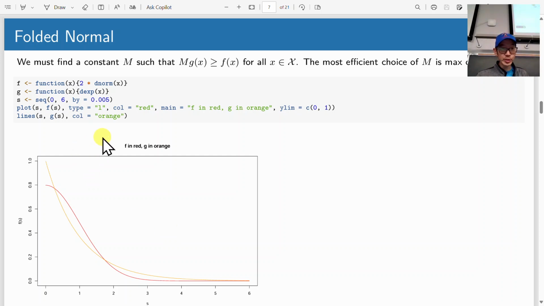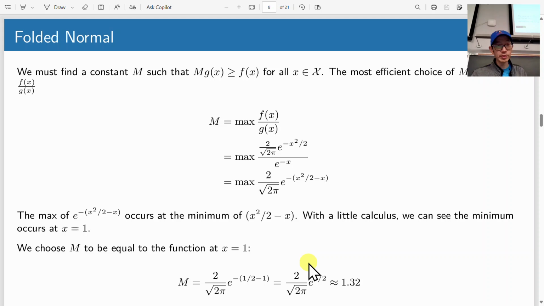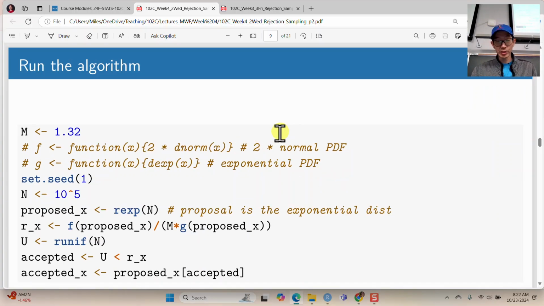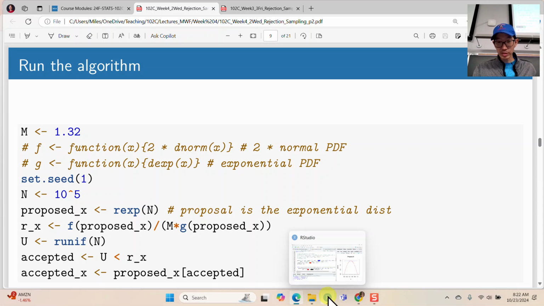So we can do some math, and we figure out this is the value that we should scale by, which is around 1.32. If we do that, then the PDF of the proposal distribution, the exponential times our constant m, is going to be greater than or equal to the PDF of the folded normal distribution everywhere. And again, I have an animation to illustrate this.